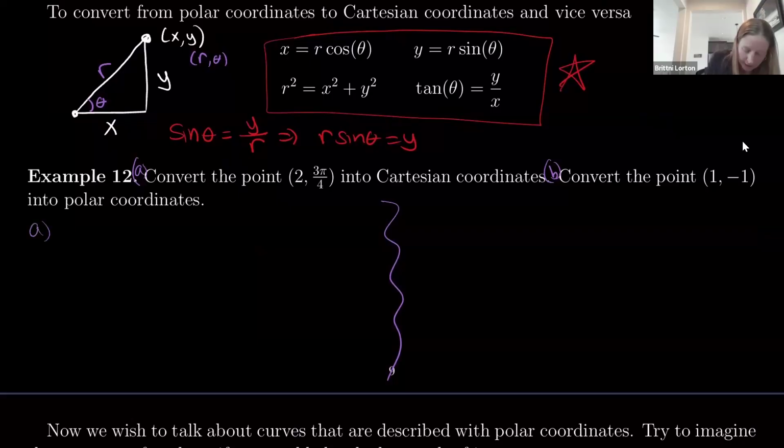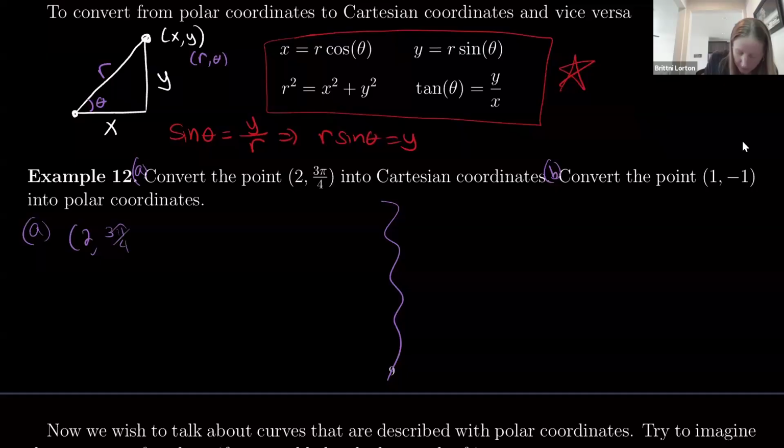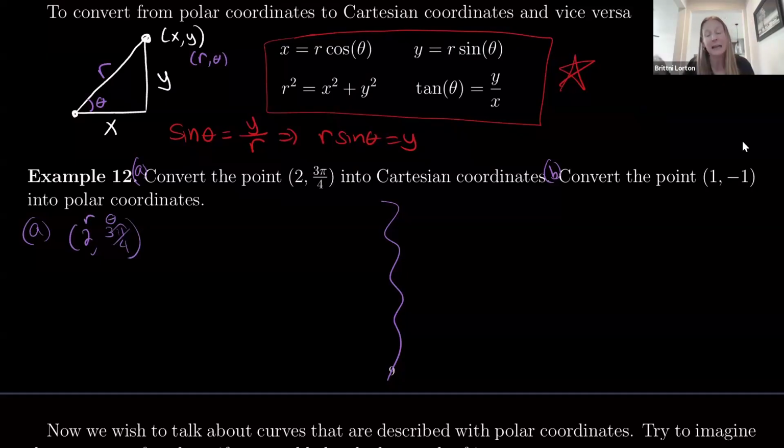So for part A, I have the point 2 comma 3 pi over 4, and that is my r and theta, and I need to convert it into Cartesian. Cartesian is the same thing as rectangular. So I need an x equals and a y equals. So to do an x equals and a y equals, we have the equations.